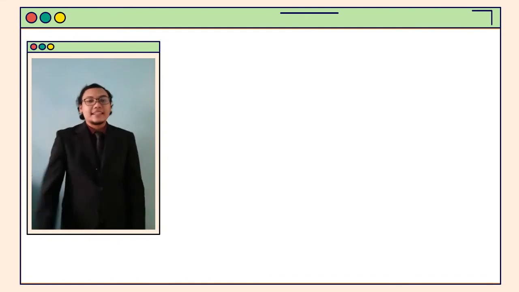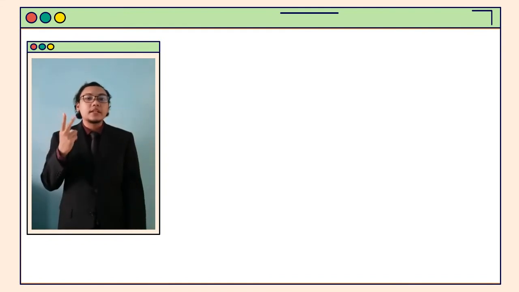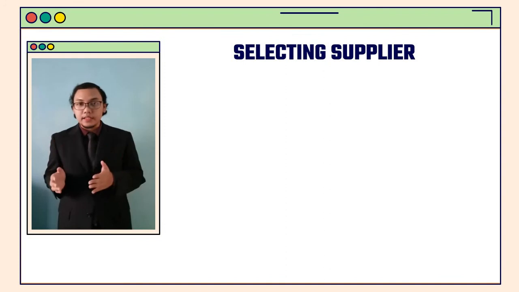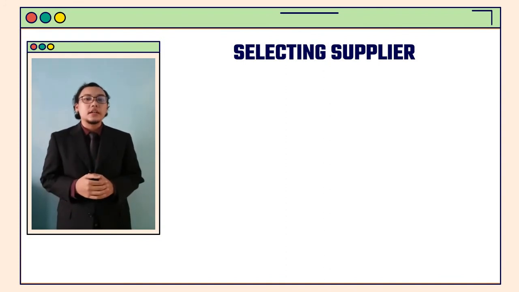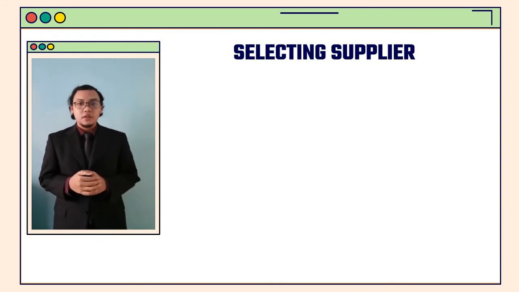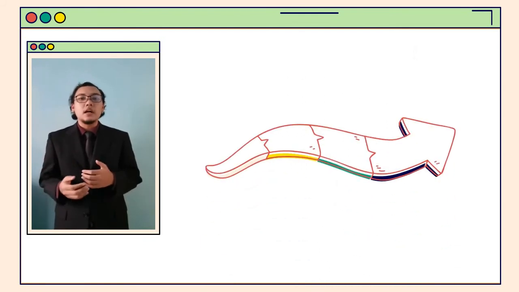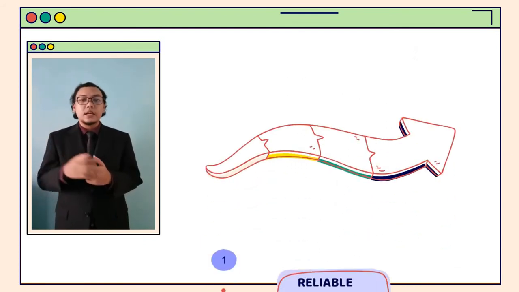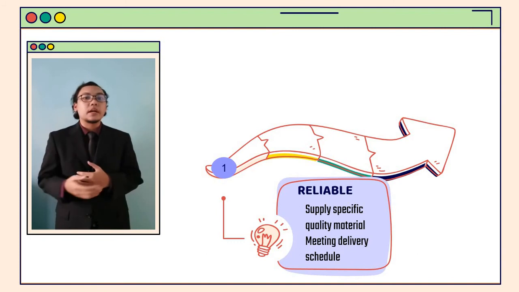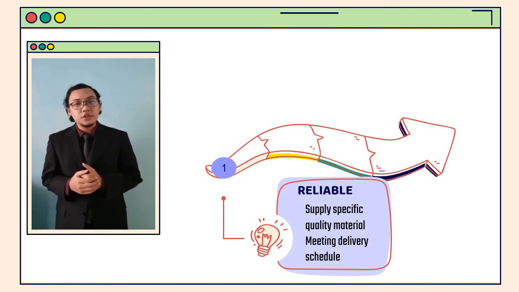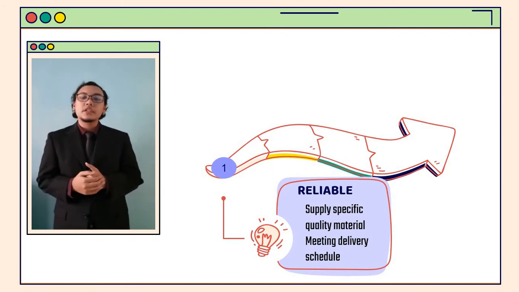Hello guys! The second way to manage supplier is by carefully selecting suppliers. This will lead to cost reduction and improve financial performance for the firm. Selecting a supplier is not only about choosing a supplier that offers a low price, but there are certain criteria that have to be considered. The first criterion is reliability.